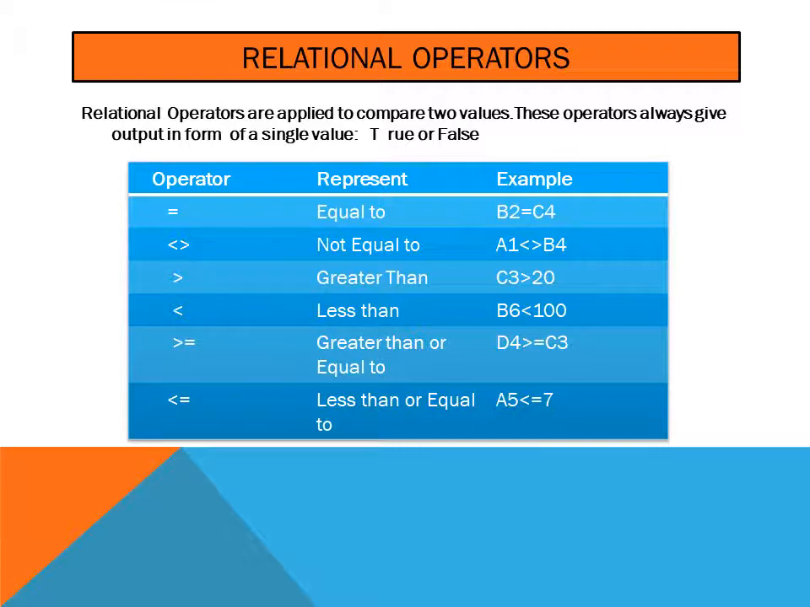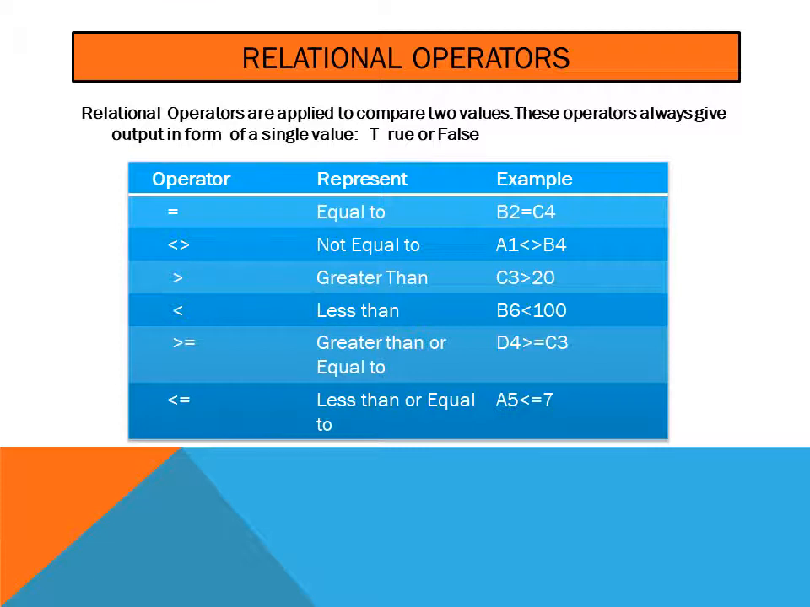So they are used for comparing two values together in MS Excel, and the operators will give the output in the form of a single value, whether it is true or false. That means you are going to compare the two values which are given, and if it is true, it is going to give you true, and if it is false, it is going to give you false. Now here we have 6 relational operators.